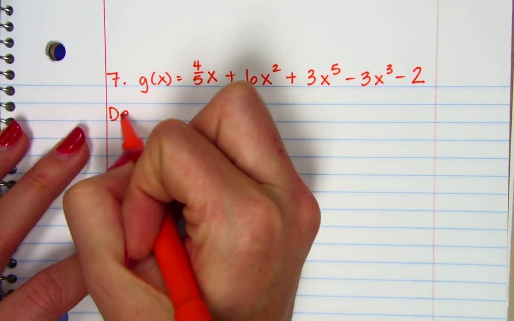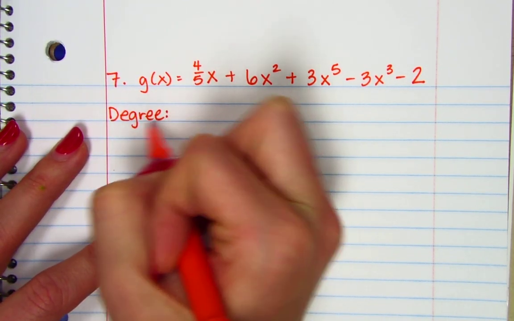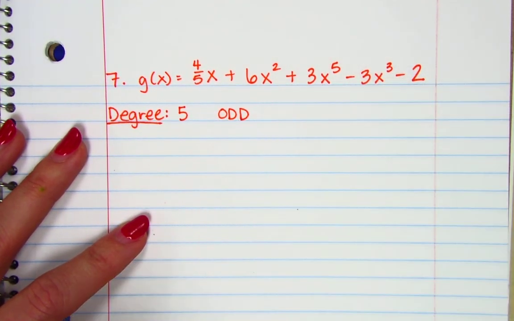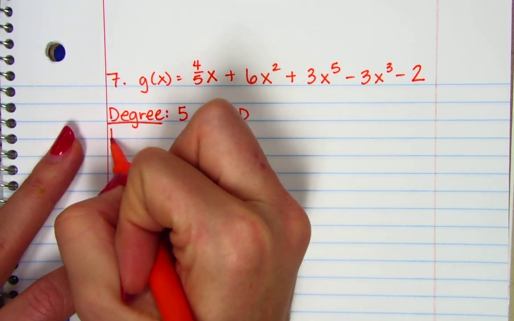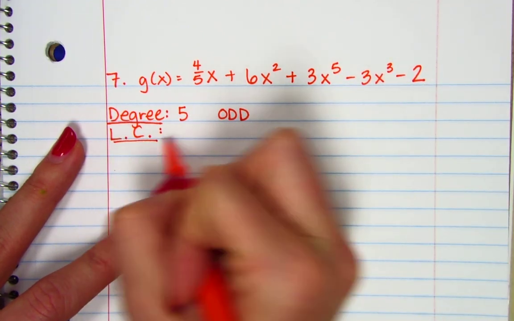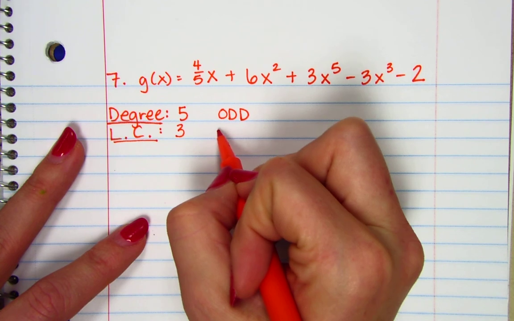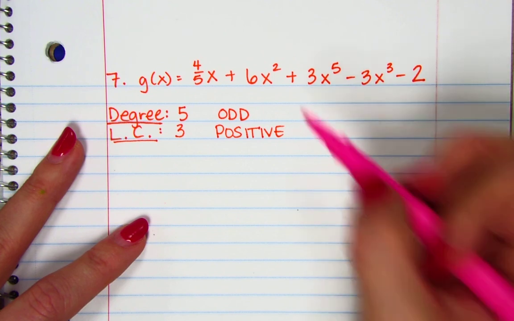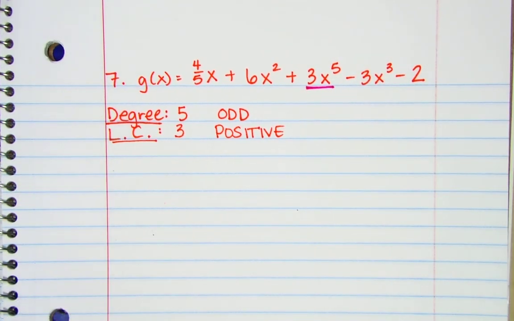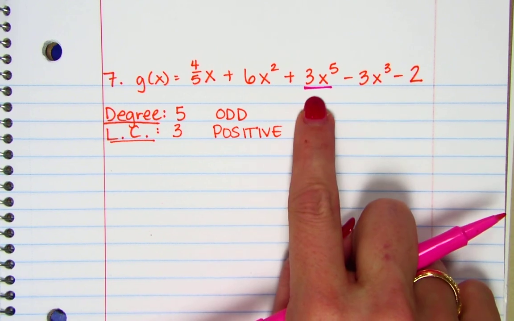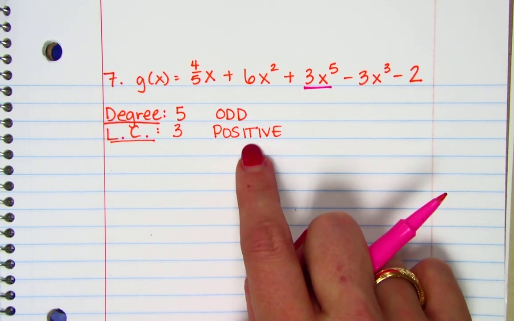Okay, so first, what's the highest degree? 5, right? 5, so that's an odd. Right, and the lead coefficient will be what's in front of the one with the exponent of 5. 3. Okay, that's positive. Okay, so that one would be in front. We don't even have to put it in standard form right now. Right, they didn't ask us to. We just need to know that that's what we're looking at, is this term. Okay, it's an odd positive.